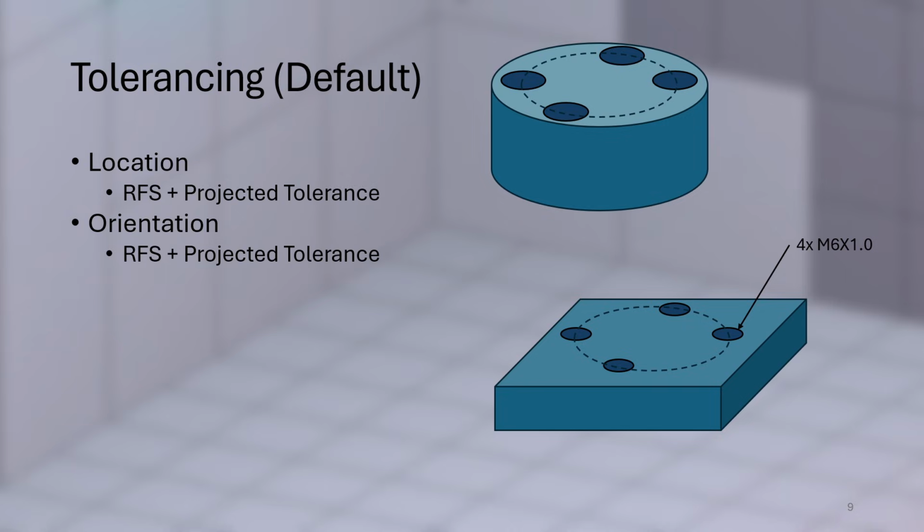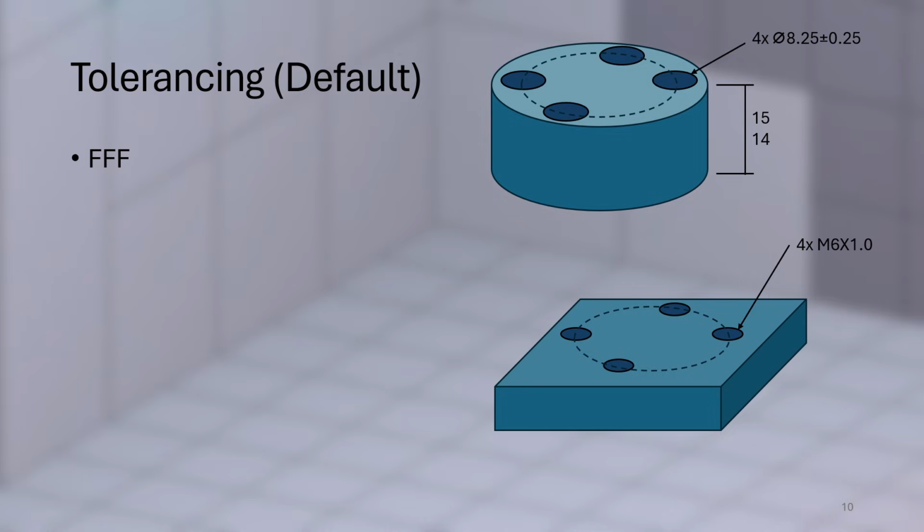The threaded features we're using are M6 and the clearance hole is an MMC size of 8 millimeters and the mating part is 14 to 15 millimeters tall. So the first thing I'll do is use the fixed fastener formula to figure out how much total locational tolerance I have to work with. The MMC size for the hole is 8 millimeters. The MMC size for an M6 thread is 6 millimeters. 8 minus 6 is 2 millimeters of positional tolerance that I can allocate to each hole feature.